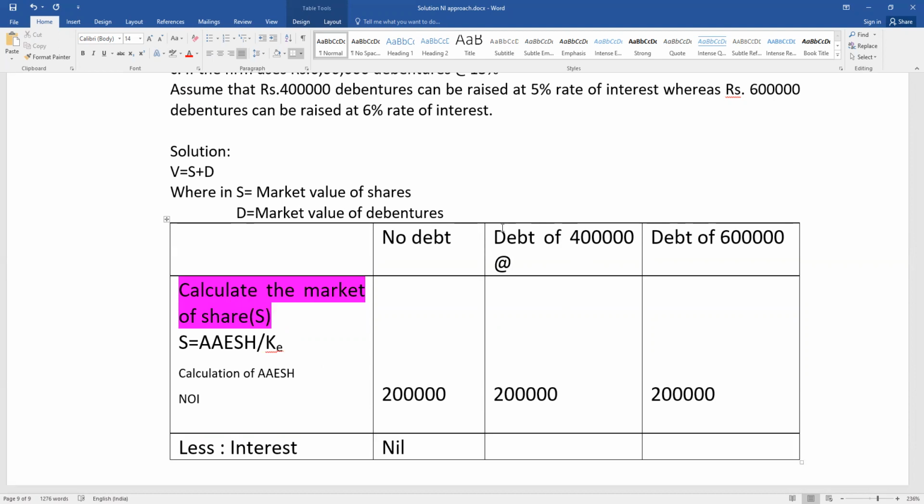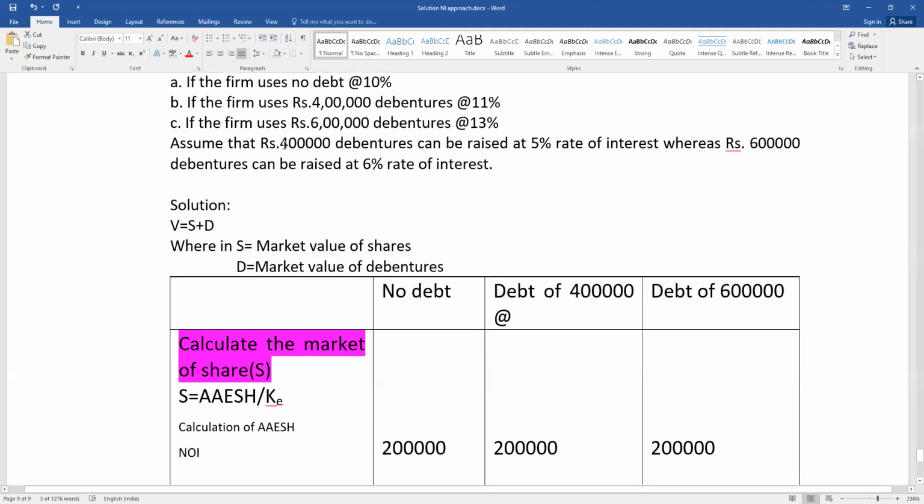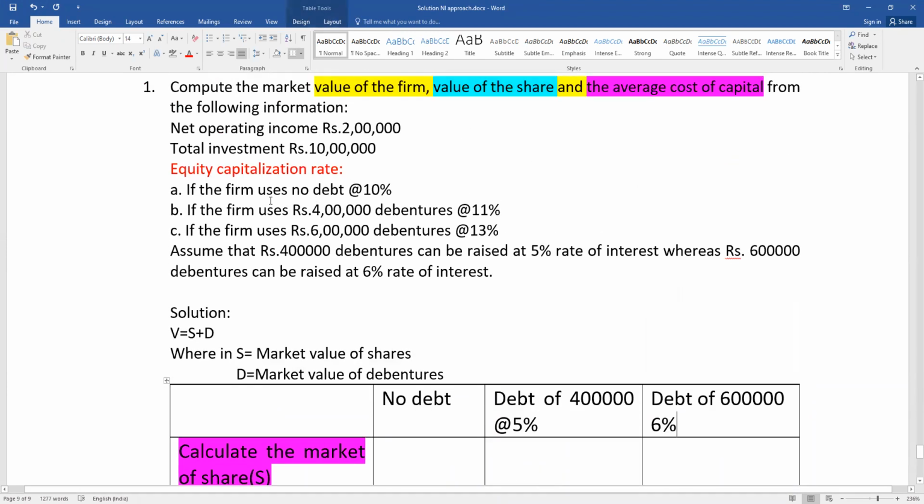That is the equity capitalization rate. This is equity capitalization rate. If the firm uses no debt, it is 10% equity capitalization rate. Look into the last line. 4 lakh debentures can be raised at 5%. This is the rate of interest. It's 5% here, and at 6 lakh debt, it is said to be 6% interest. Please read and understand the question properly. Equity capitalization rate, if the firm uses no debt, is 10%. If the firm uses 4 lakh, the equity capitalization rate is 11%. Is that what you understand when you read this?